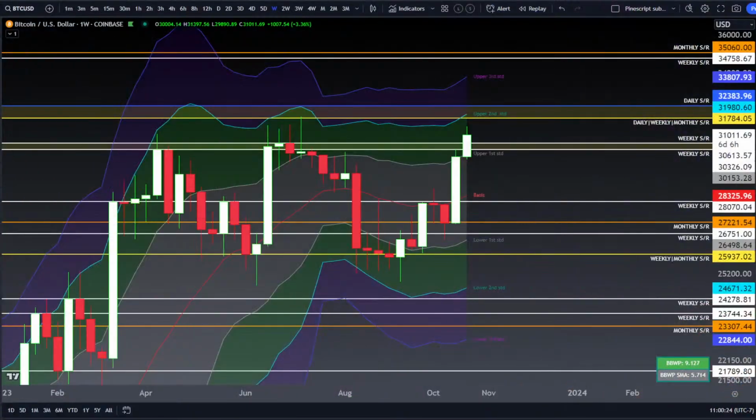Hello and welcome to Macro Mondays here on Landy's Crypto Corner. I am your host, Landy, and we are going to be looking at the longer term timeframes today and weave that into our daily analysis. We're going to cover Bitcoin. We'll look at Dixie. We'll look at gold and traditional markets.